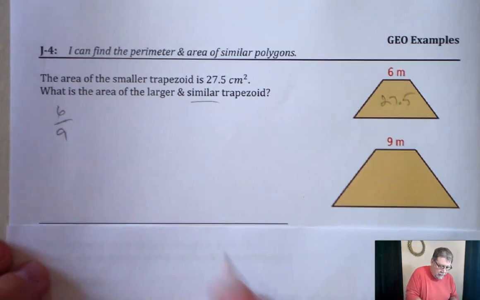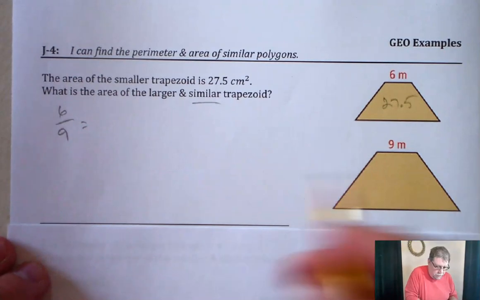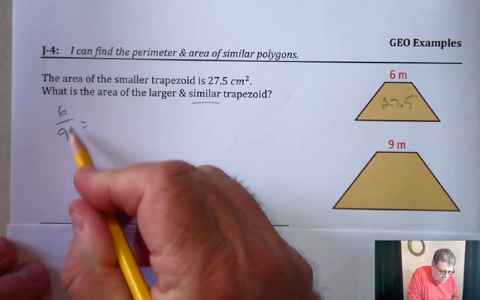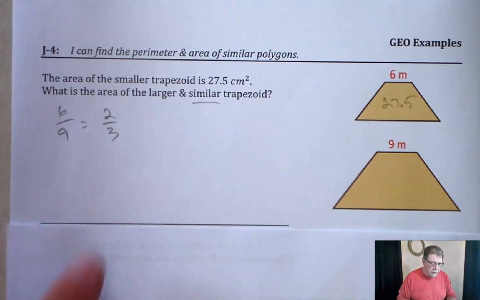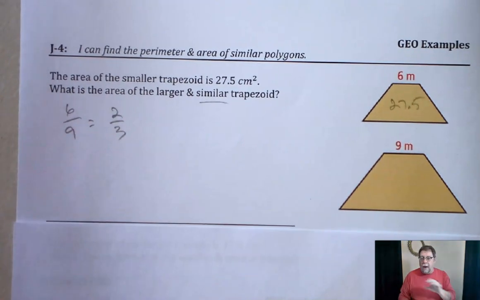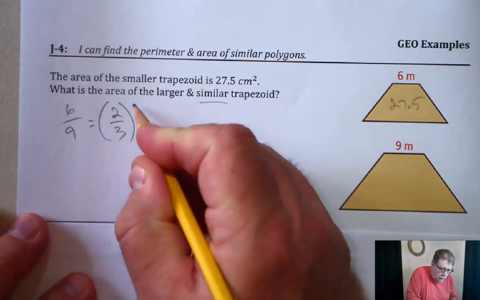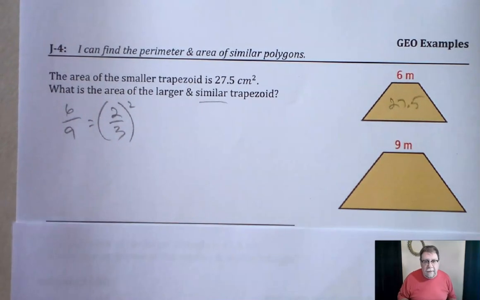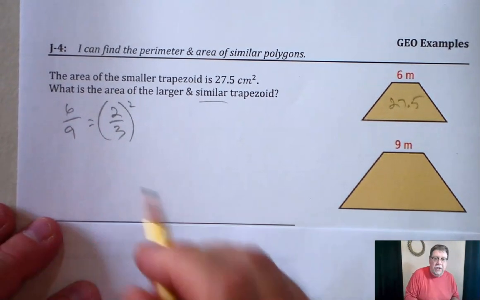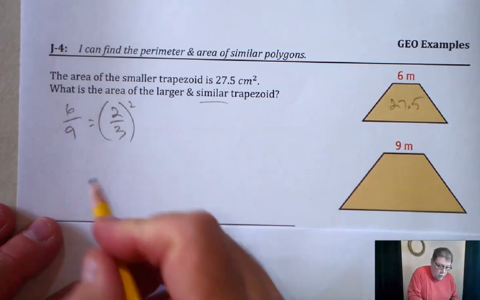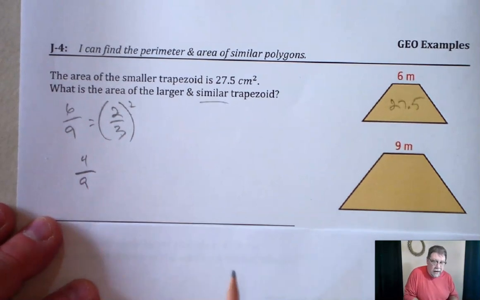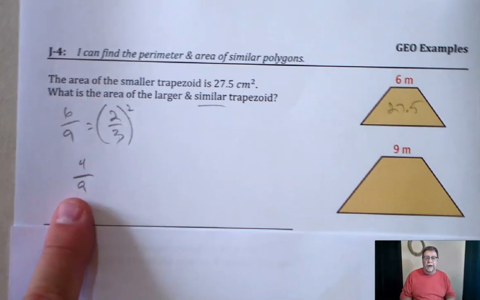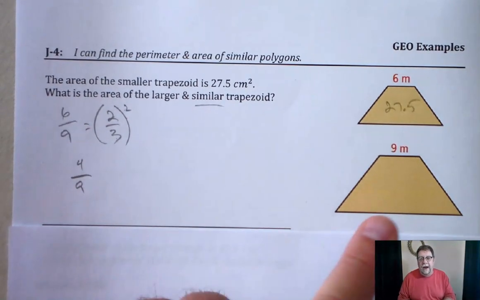Now I can reduce that, which will make the problem a little bit easier. I can divide by 3, and make that 2 over 3. So the similarity ratio reduces down to 2 over 3. What I want to do is square the A and the B value. So the similarity ratio of the areas will be 2 squared, which is 4, over 3 squared, which is 9. I'm going to use that similarity ratio when I want to find the areas.